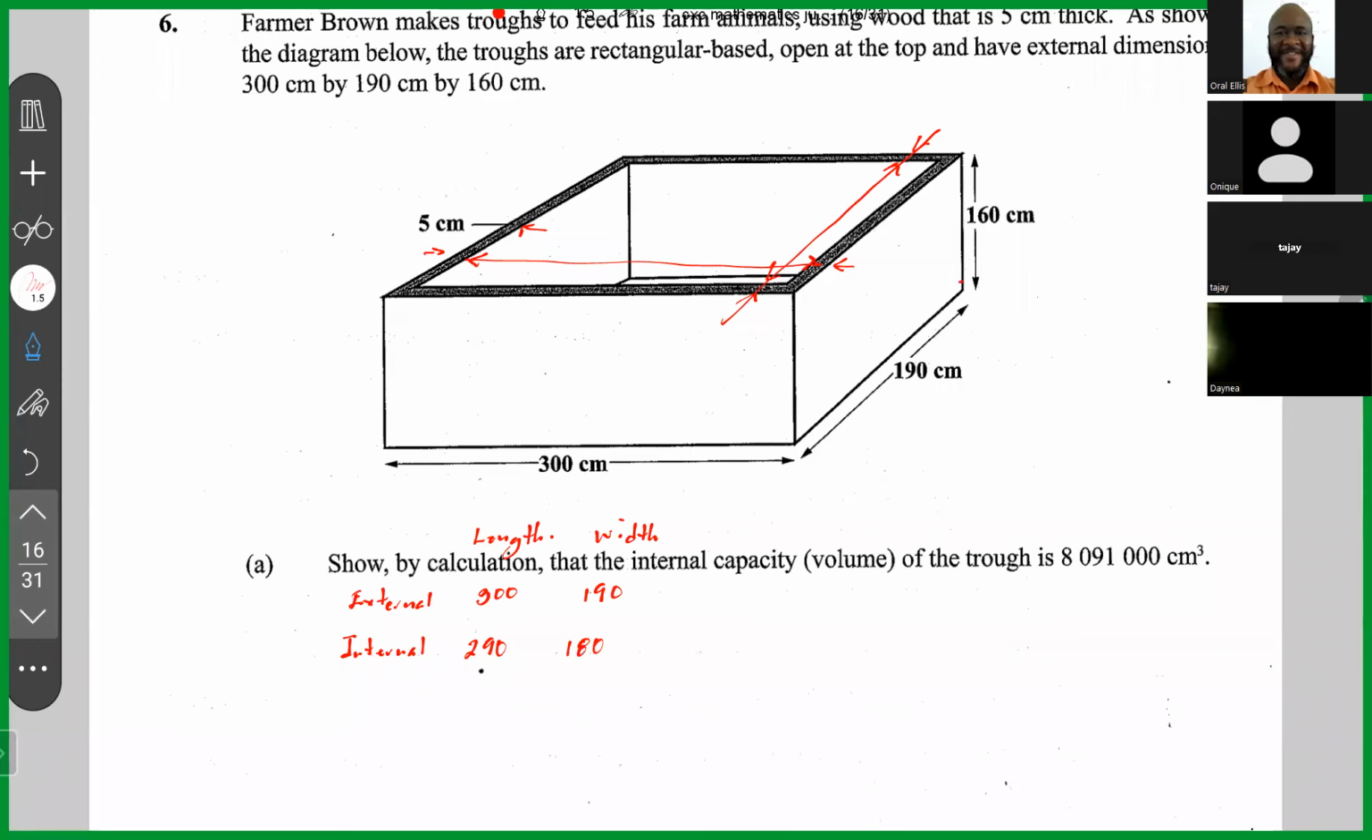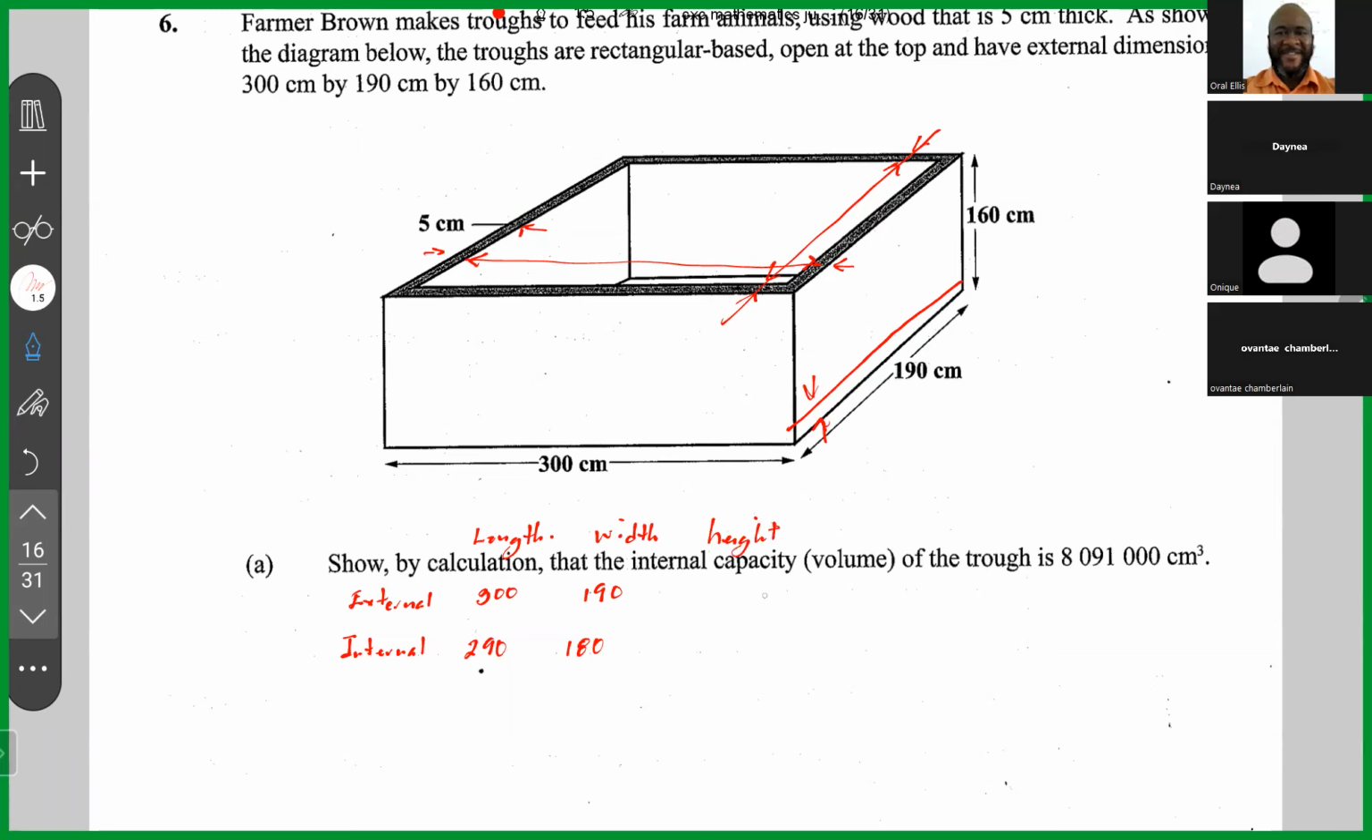The height. Now remember that the base would have been also 5 centimeters thick. The base is 5 centimeters thick. So therefore, the internal height: the external is 160. Take 5 centimeters for the bottom, you get 155.